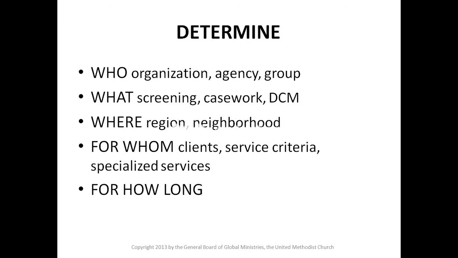Listed above are common questions that a DCM may have to ask as they move through the process. So who is going to lay out the work that needs to be done on a home and make sure that the materials are available? What organizations, agencies, or groups will help bring in volunteers and other workers to do the work?